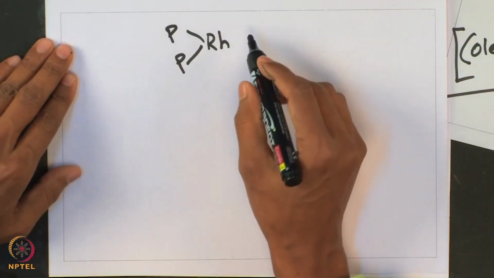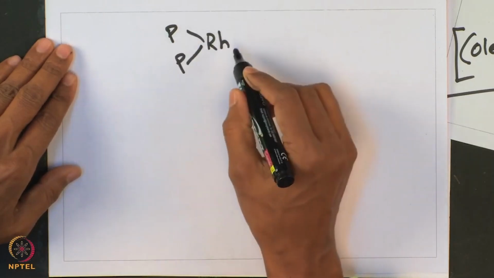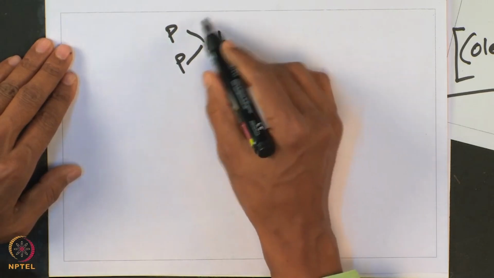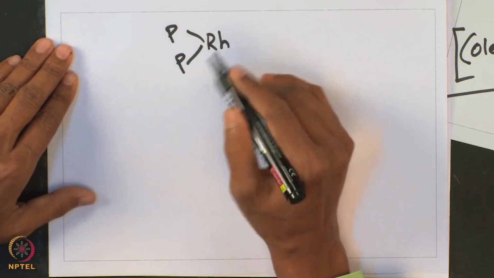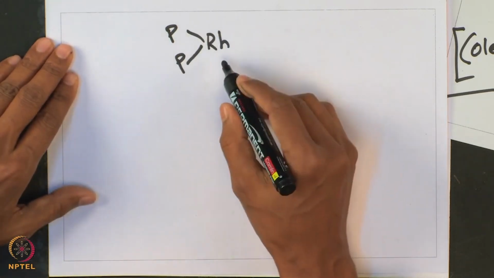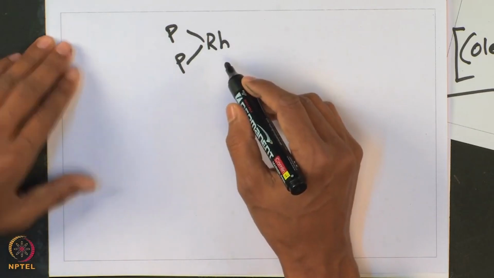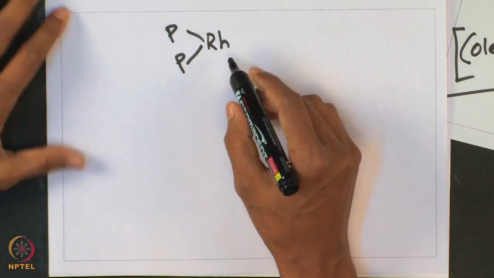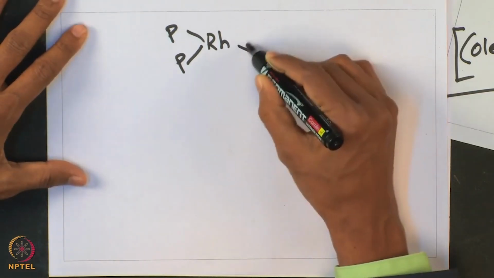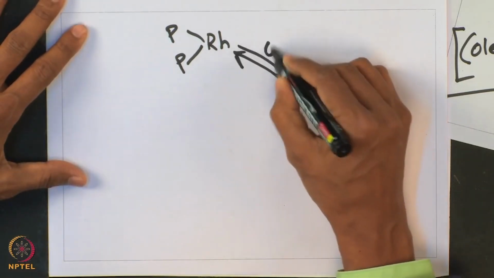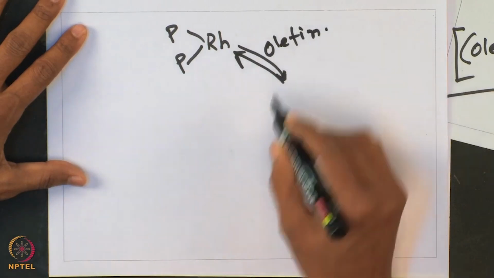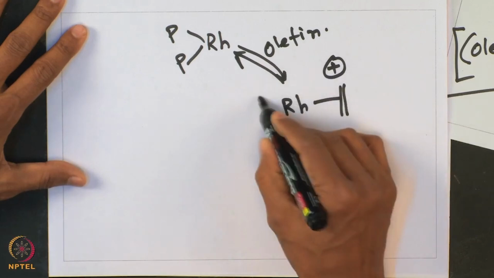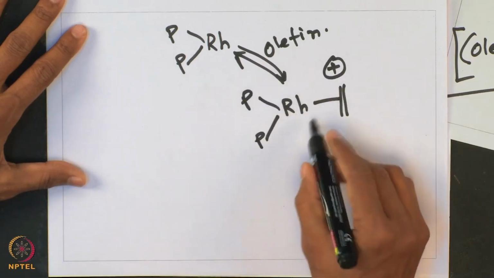The counter anions involved in these cases are BF4 minus or PF6 minus, which gives enough opportunity for the rhodium center to be catalytically very active, and subsequently we will see the major reactions that happen at this rhodium center. In these cases, binding of olefin takes place at the rhodium center to give the rhodium olefinic complex, a cationic, bisphosphine coordinated one.